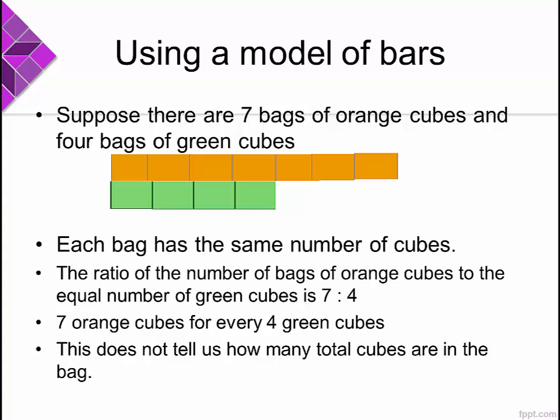This does not tell us how many total cubes are in the bag. It never tells us how many are in the bag. It just tells us that there are 7 bags of orange cubes and 4 bags of green cubes. That's why we can say 7 orange cubes for every 4 green cubes, because we do not know how many are in the bag.